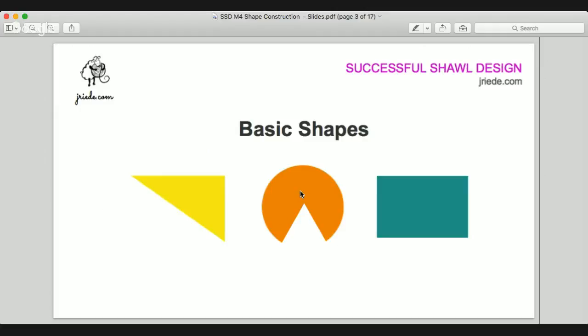At the center, you see a circle segment. Circle segments are worked similar to circles, but they are worked back and forth instead of working in a round. But the increases stay the same. It's just you only work a part of the circle, and this part is worked back and forth. And last but not least, the very prominent basic geometric shape you need in shawl design, which is basically a rectangle.